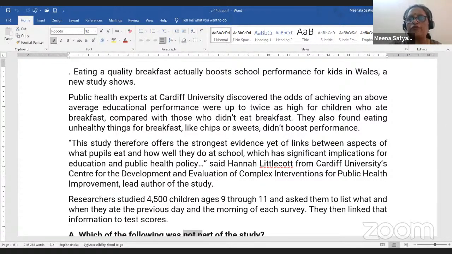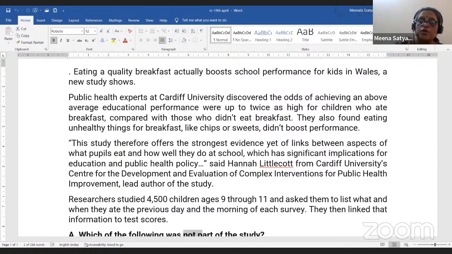Eating quality breakfast actually boosts performance for kids. Discovered the odds of achieving an above average educational performance were up to twice as high for children who ate breakfast compared with those who didn't eat breakfast. They also found eating unhealthy things for breakfast like chips or sweets didn't boost performance.